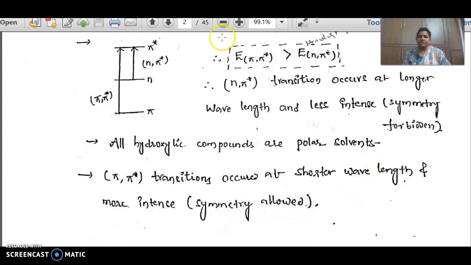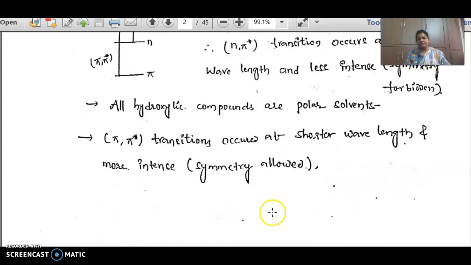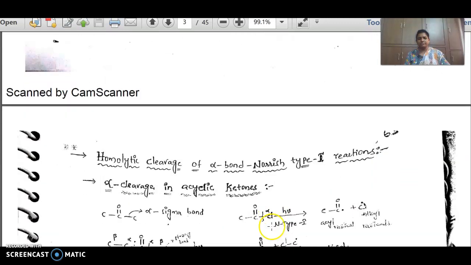That's why n to pi star occurs at longer wavelength: less energy, that's why longer wavelength. High energy and wavelength are opposite. High energy, that's why lower wavelengths. Pi to pi star transitions occur at shorter wavelength, and they are more intense, symmetry allowed.